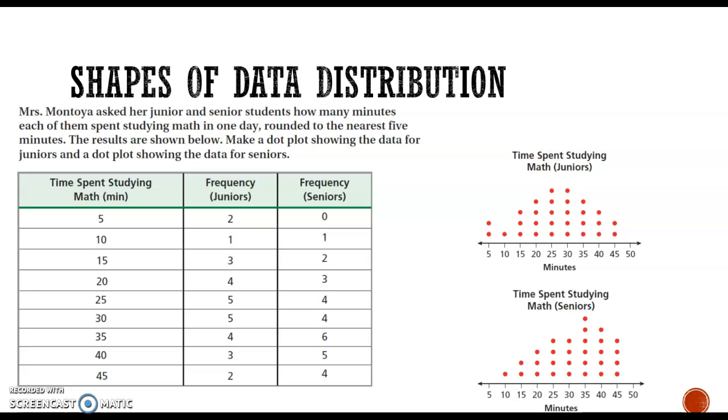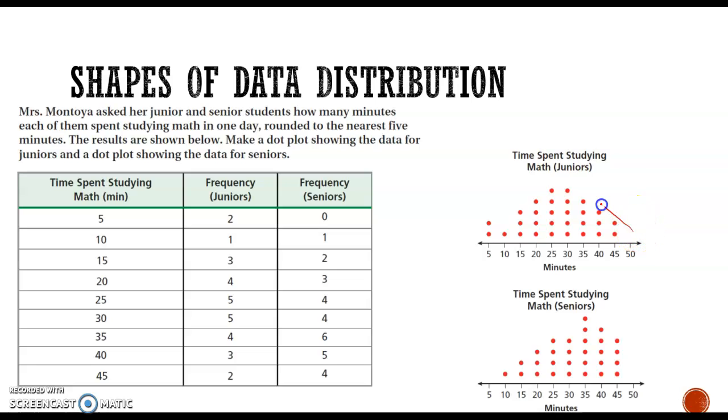So let's look at the 2 graphs we have here. These graphs are some junior and senior students who are asked how many minutes they spend studying in one day, rounded to the nearest 5 minutes. So those are the results that we've got here in our frequency table. So now we made dot plots for the juniors and the seniors, and let's look at their distribution.